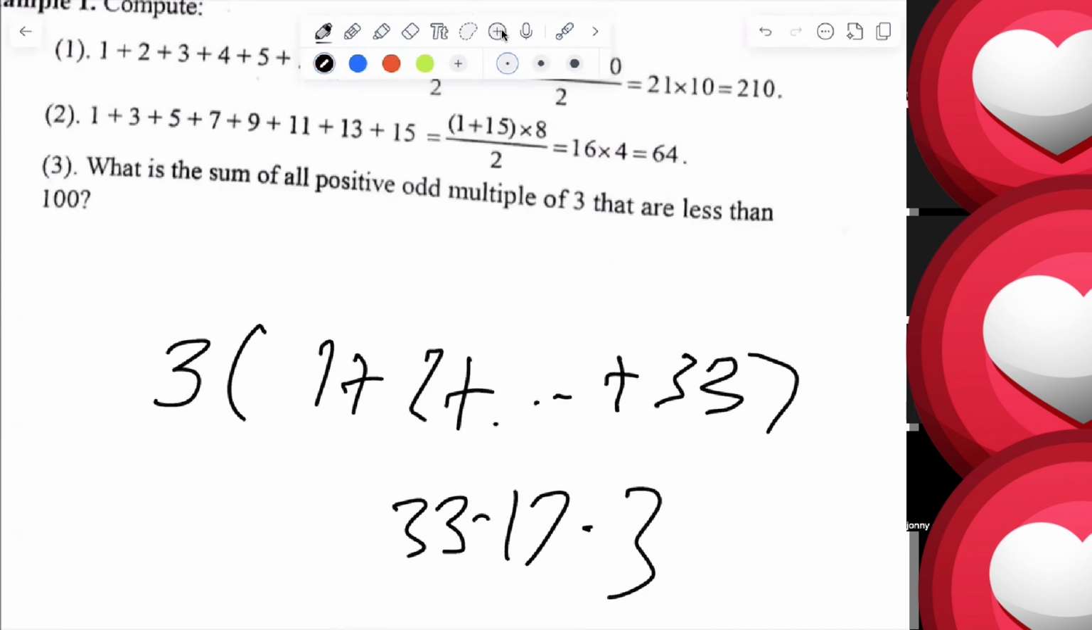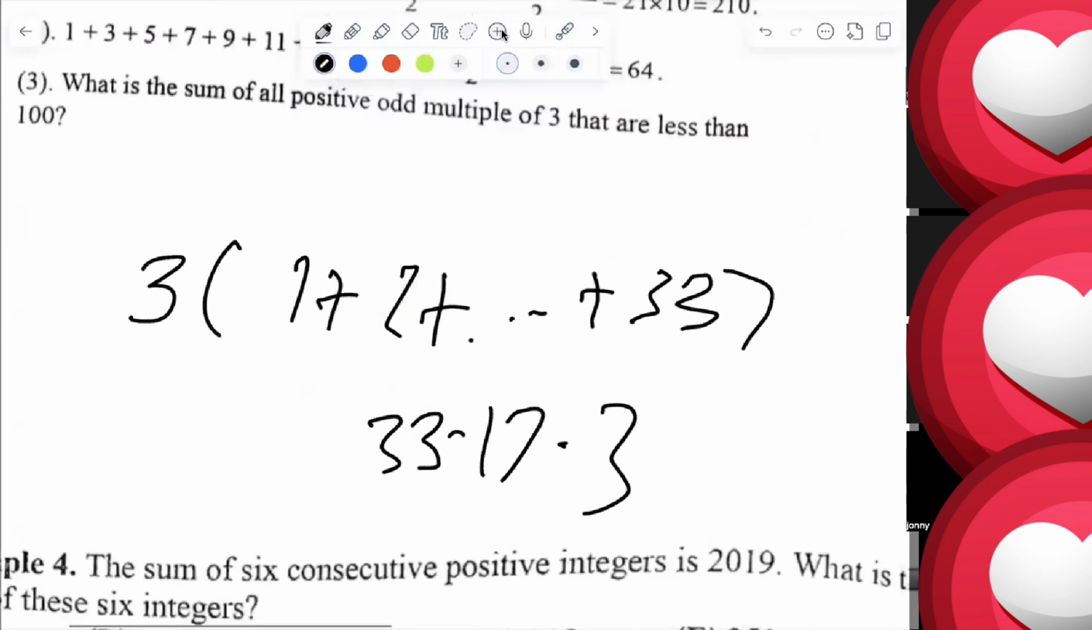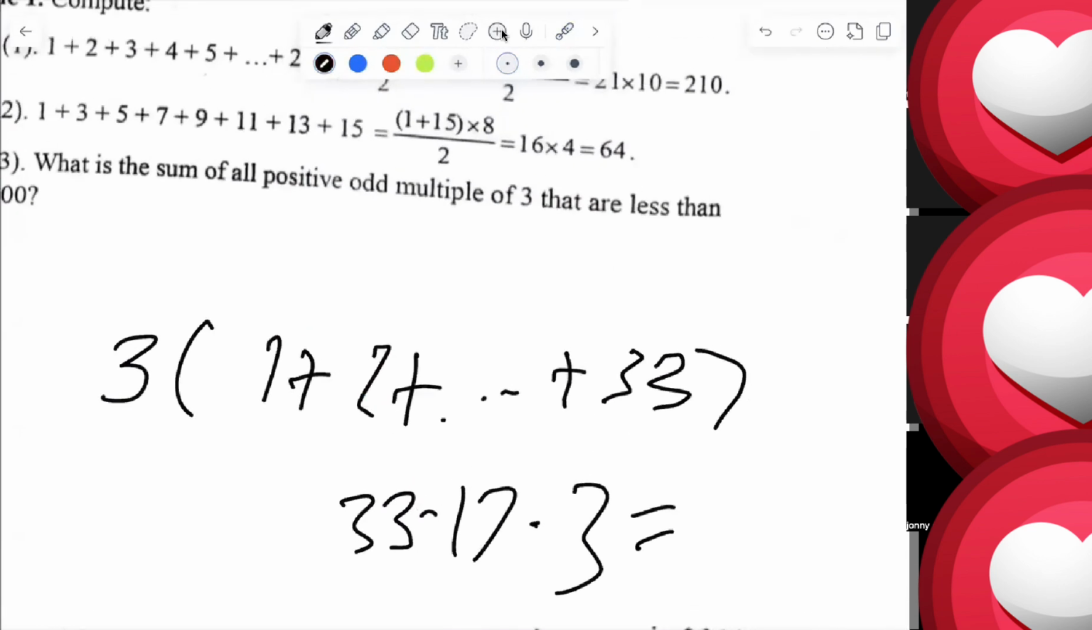And you can do the calculations, but I'm not going to. And the answer comes out to be 1683. I think that is right. You can test it out. That is indeed right.